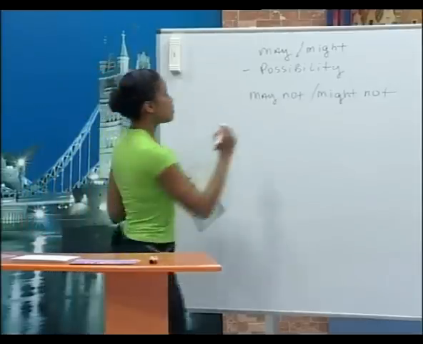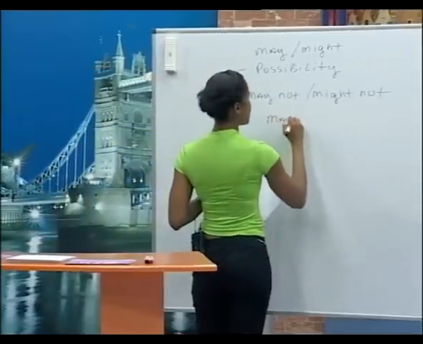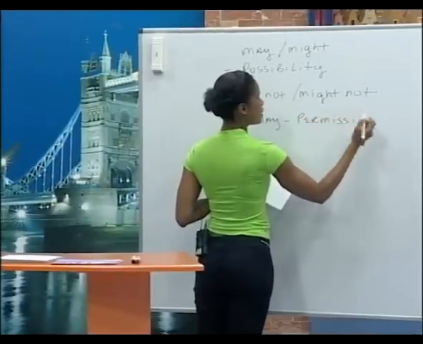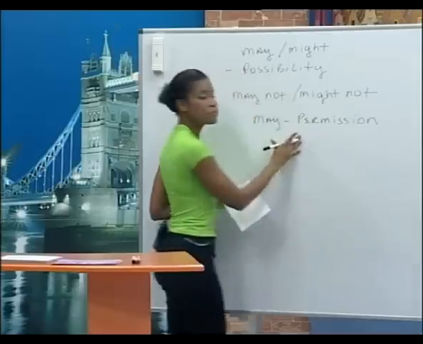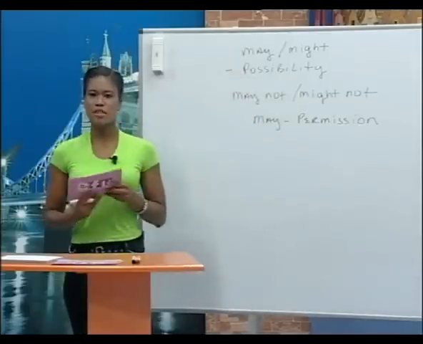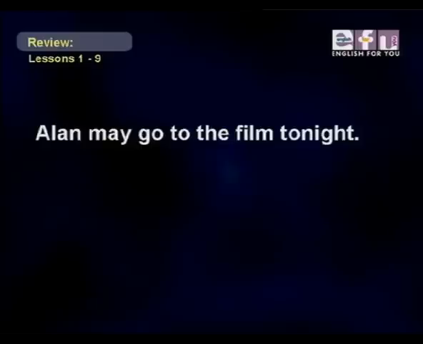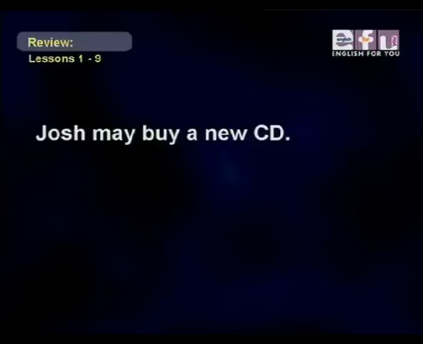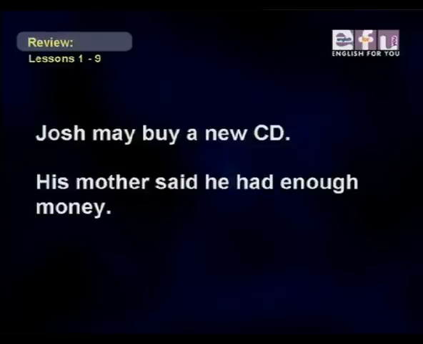May can also be used to express permission. Not only possibility, but also permission. Here are some examples. Alan may go to the film tonight. His father said it was okay. Next. Josh may buy a new CD. His mother said he had enough money.